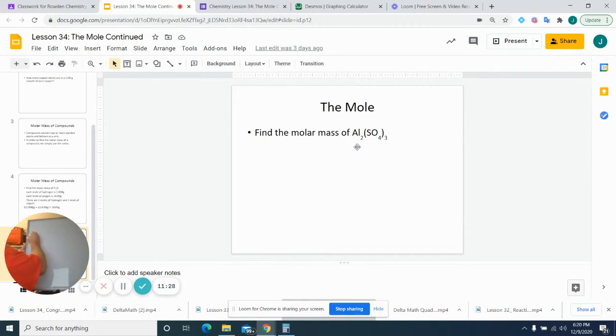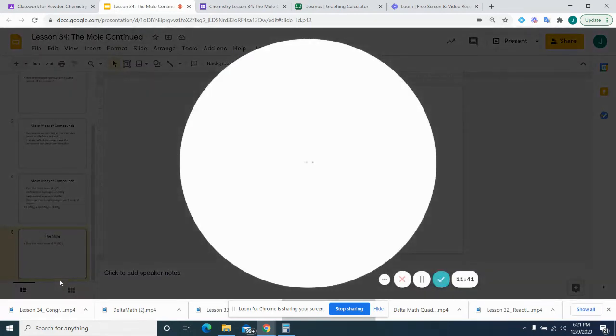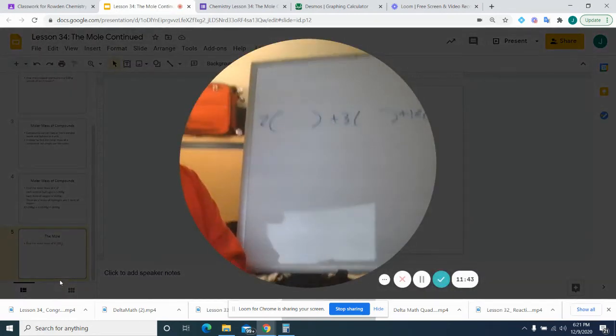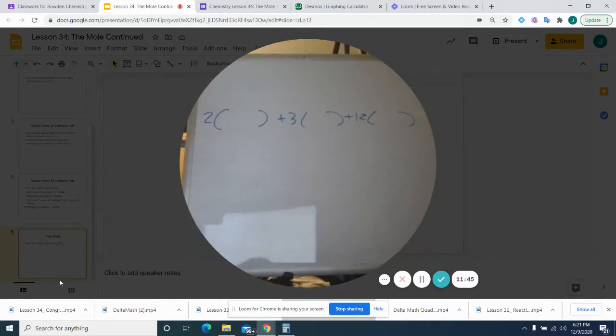So it's going to be 2 of whatever aluminum is, plus 3 of whatever sulfur is, plus 12 of whatever we get for oxygen. Look at what I set up before I've even looked at the periodic table: there are 2 aluminums, so 2 times the mass of aluminum, plus 3 times the mass of the sulfur, plus 12 times the mass of oxygen. And then we're just going to plug them all in.